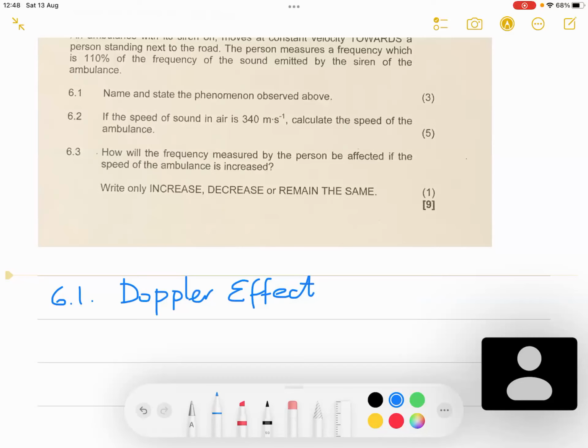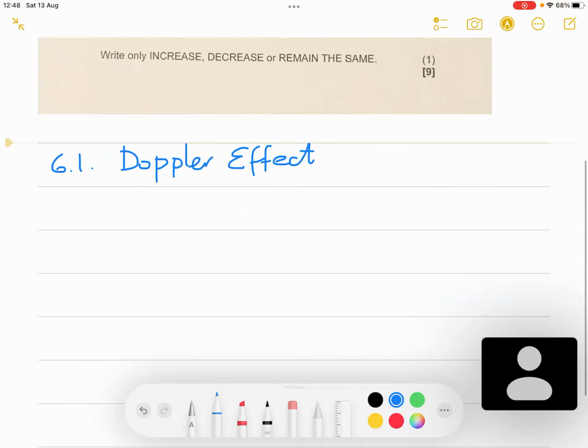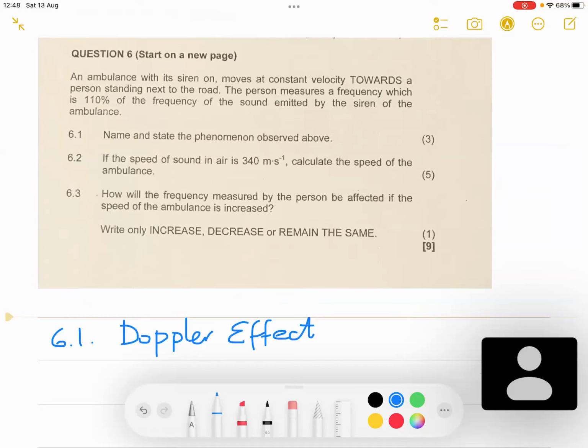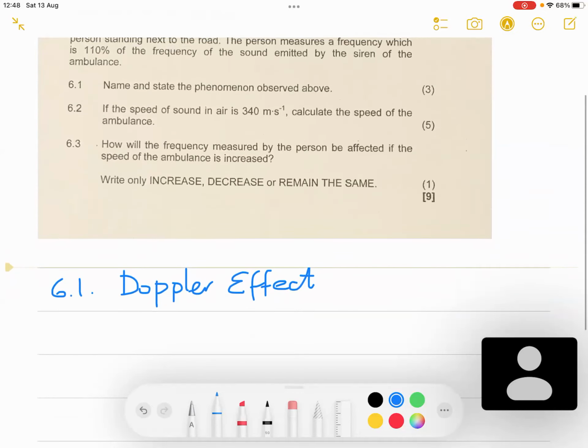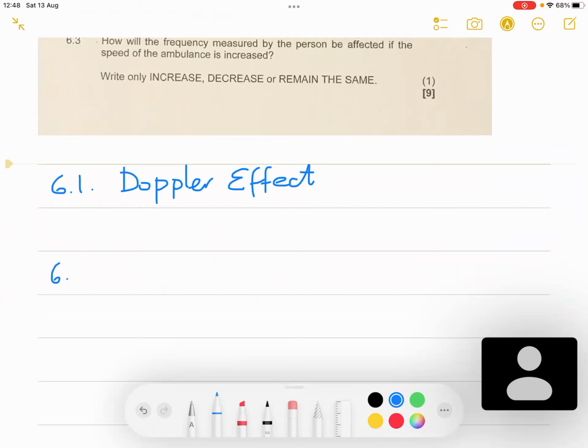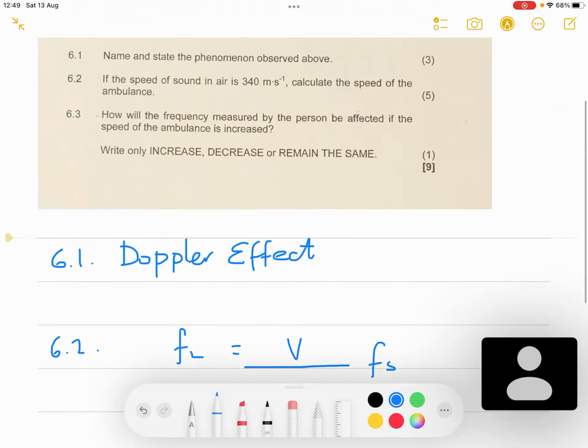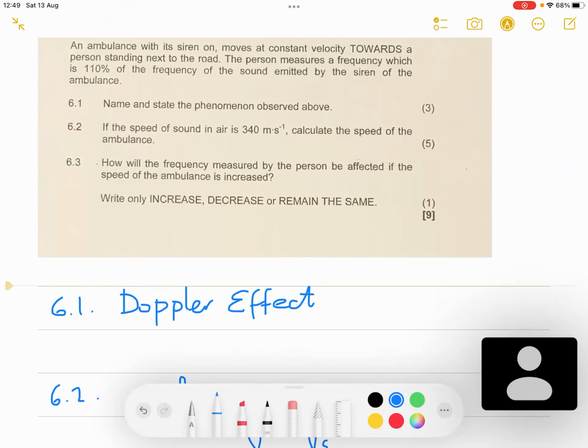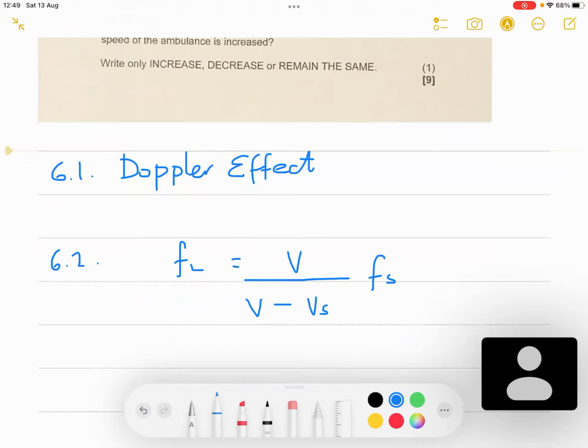Okay, 6.2, if the speed of sound in air is 340 meters per second, calculate the speed of the ambulance. Okay, so they're not giving us too much, but they did tell us that the person measures a frequency which is 110% of the frequency of the sound emitted by the siren. Okay, so for 6.2, the equation is the frequency that the listener hears is FL = V over (V - VS) times FS, and an ambulance moves at constant velocity towards the person. The source is moving towards the person. That's a negative sign in the denominator.